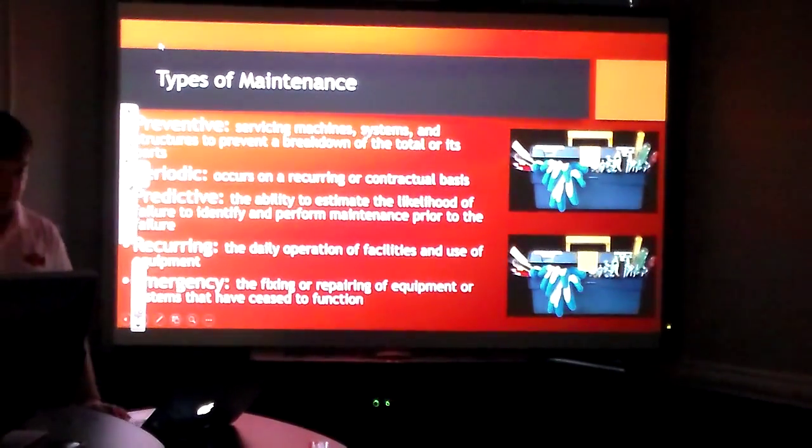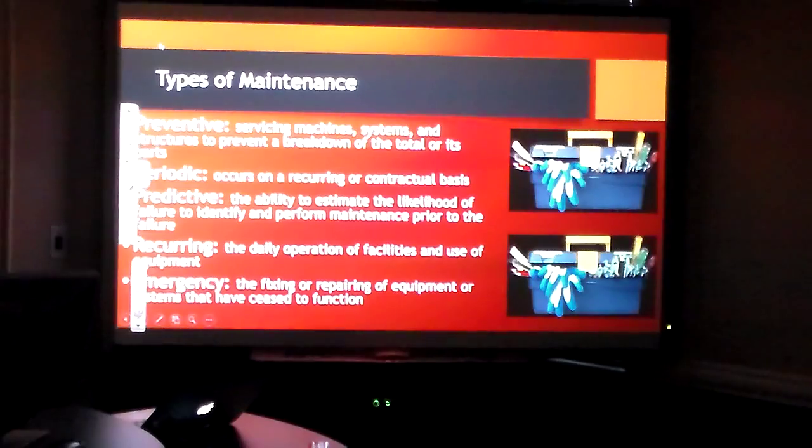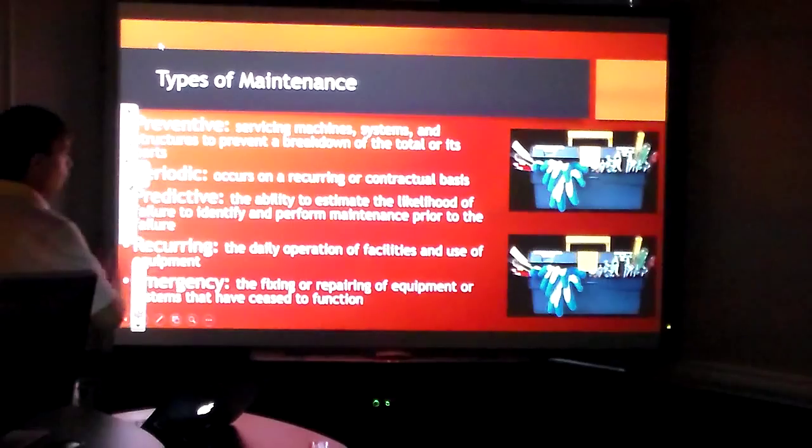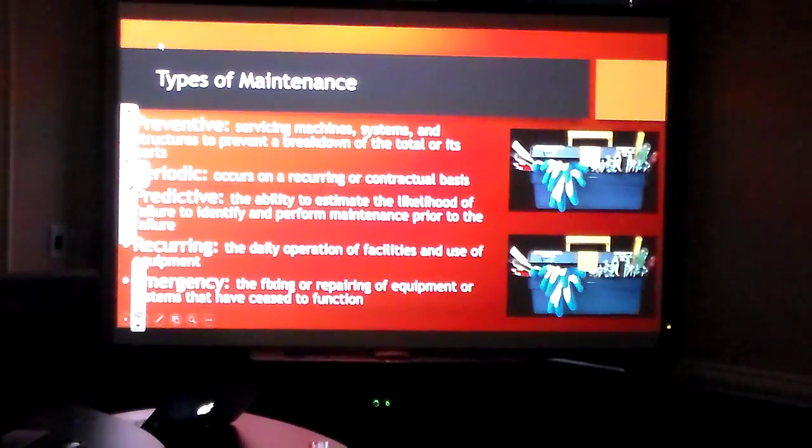So what are the different types of maintenance? Well, we can take a minute and look at each one of these. Preventative is basically preventing a machine from breaking down. I think the best example of preventative maintenance is what you see a lot on photocopy machines. Periodic is maintenance every year or every 2 years on a particular item. Predictive, you're guessing that something's going to fail and you prepare for it. Recurring, these are things that you have to repair every single day. Changing a light bulb, changing a power surge.